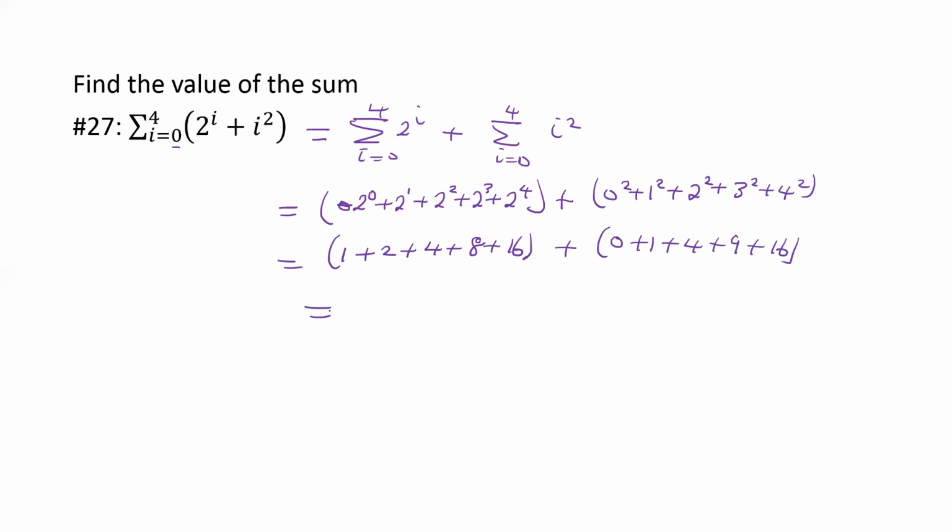So when we add everything there, it will give us 61. This side will be 31, I believe, plus 30, and that gives us 61.